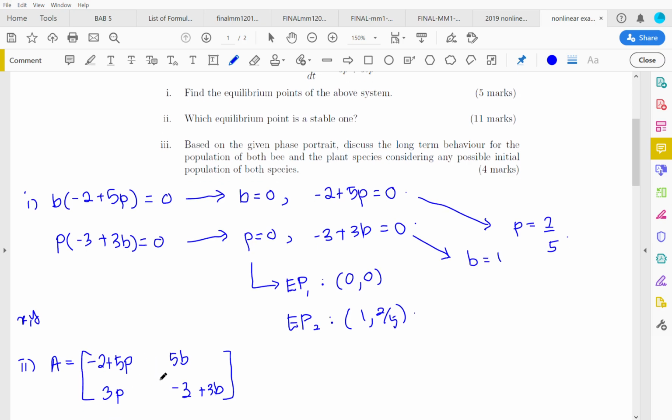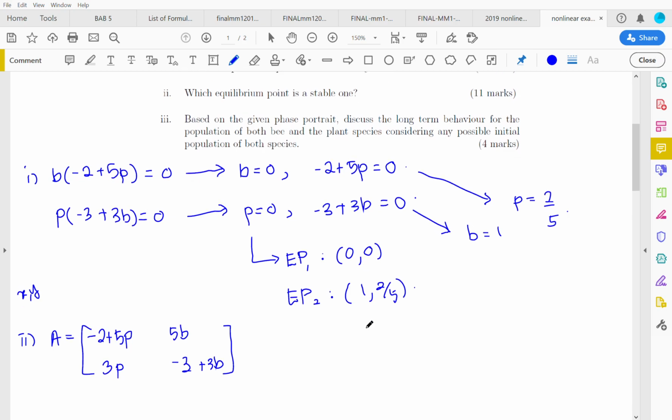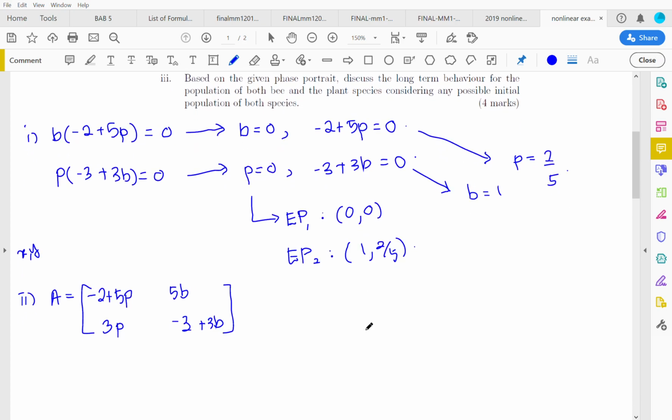So for each of the equilibrium points that we have, we can find its eigenvalue. For equilibrium point 1, we can have its Jacobian matrix at point b0, p0. We substitute the value for p0, and the value for b is 0 as well. We will get minus 2, 0, 0, minus 3.